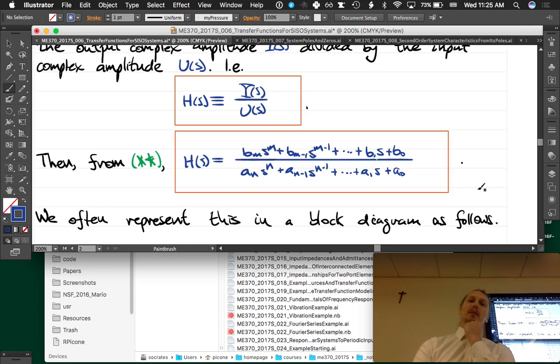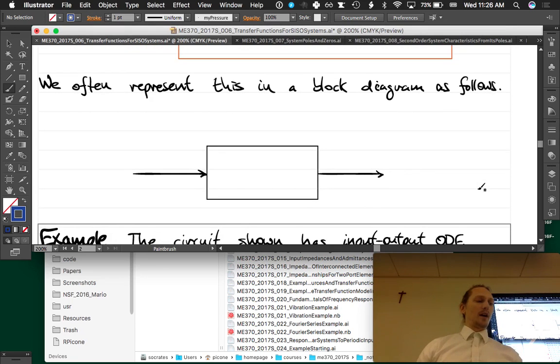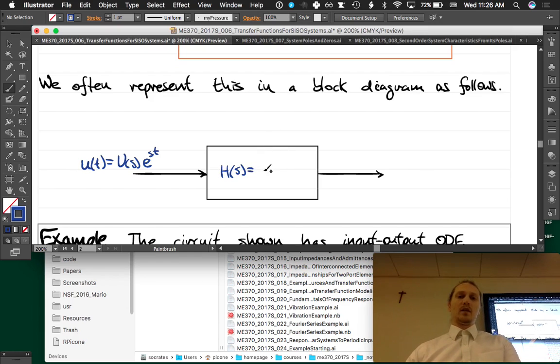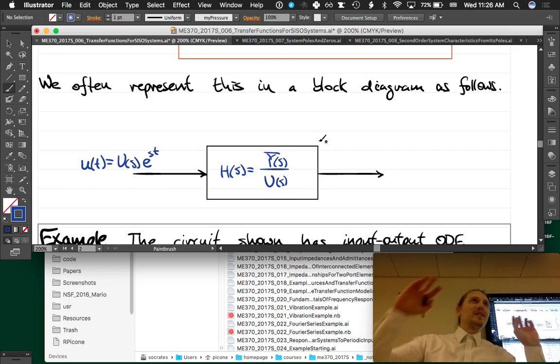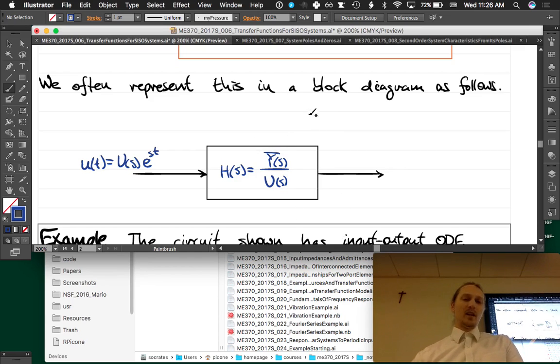So, we often represent this in a block diagram as follows. We've got an input coming in, which is u of t equals this complex amplitude U of s, e to the st, goes into the block, into the system, and this system can be represented by the transfer function, which is just the output, complex amplitude, remember, divided by the input, once again, complex amplitude. So output over input. And then the output, so this is the particular solution, and that is important to remember, that this is the particular solution, and it does not take into account initial conditions. It's Y of s e to the st, okay?